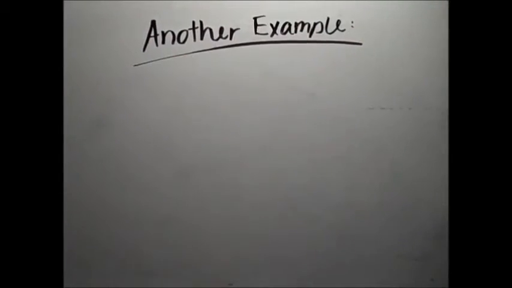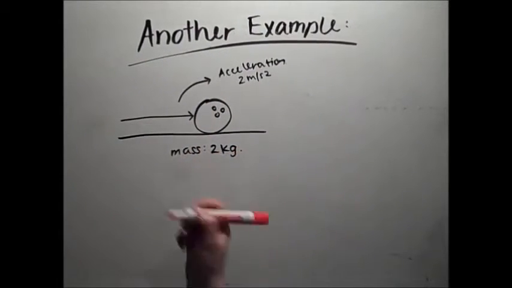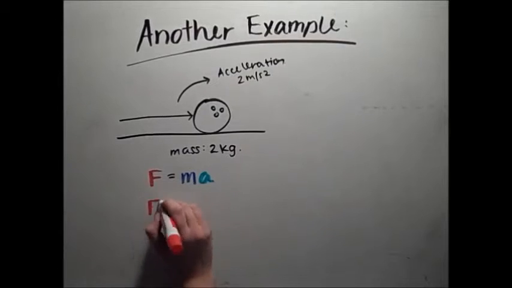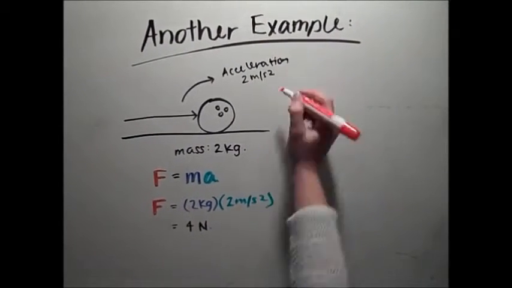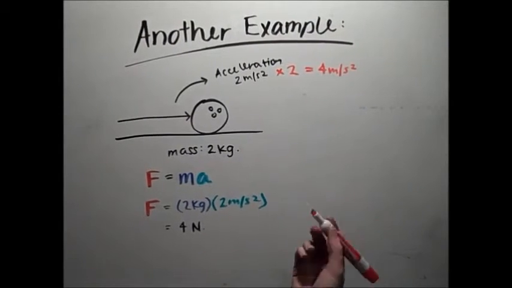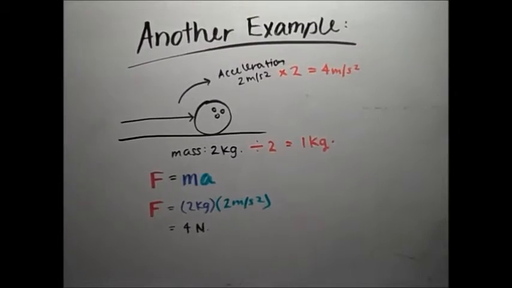Another example is if you had a bowling ball with an acceleration of 2 meters per second squared and its mass was 2 kilograms. The force would also be 4 newtons. However, if you do multiply the acceleration by 2, then you will need to divide the mass by 2 also, to get a force of 4 newtons.